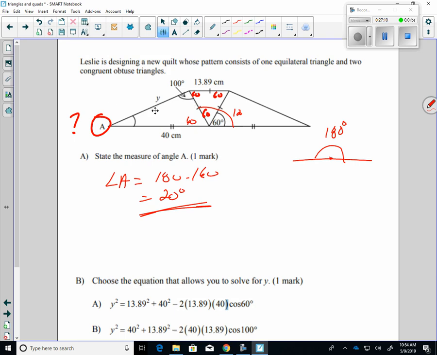I know I got a side, about 40. I got a side and I got two angles, right? Oh, what do I do? I remember this. The angle here is opposite the side, and this angle is opposite that side. I got angle, side, angle, side. That's sine law, isn't it?